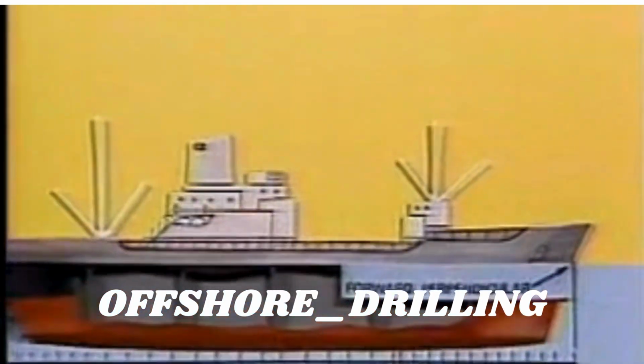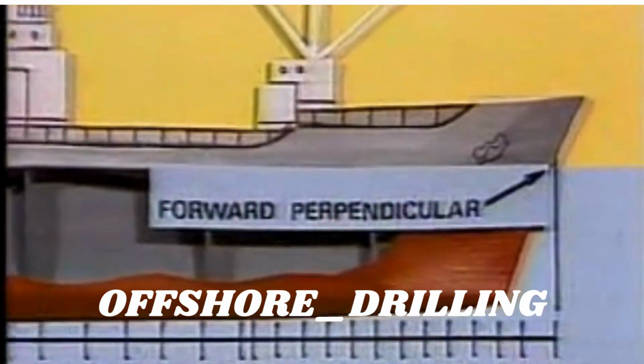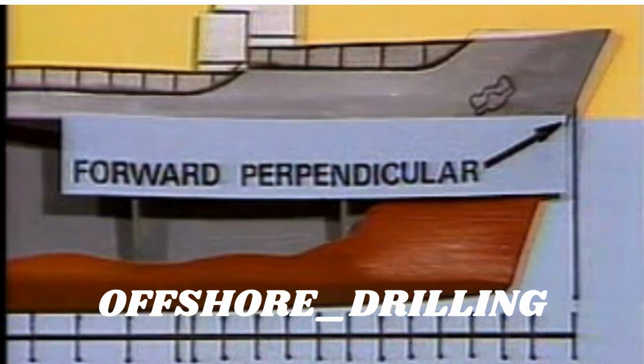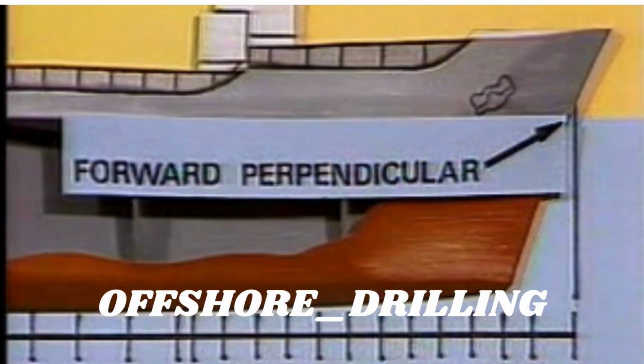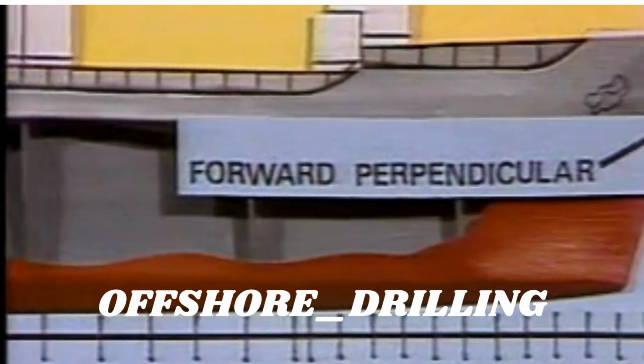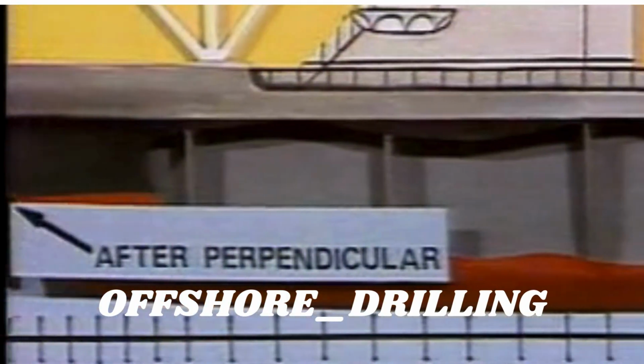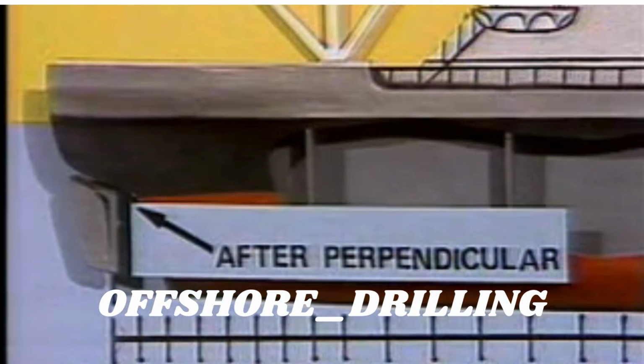The forward perpendicular is a line perpendicular to the baseline, intersecting the forward edge of the stem or bow at the designed waterline. The after perpendicular is found in the stern of the vessel, and its precise location will vary depending on the particular configuration of the stern of the vessel in question. On modern vessels, it usually passes through the rudder post.